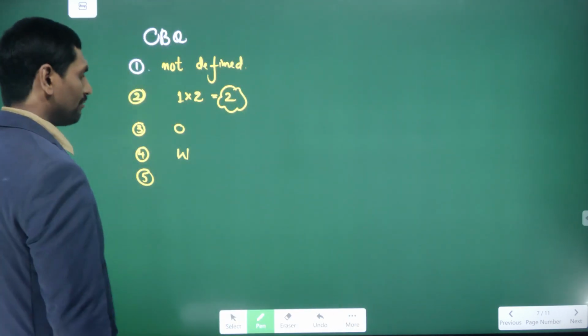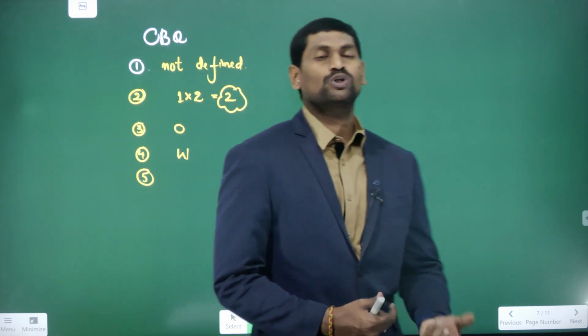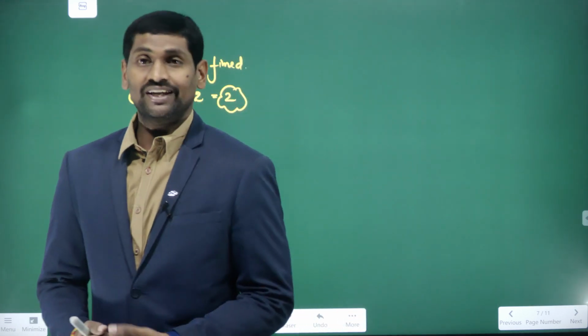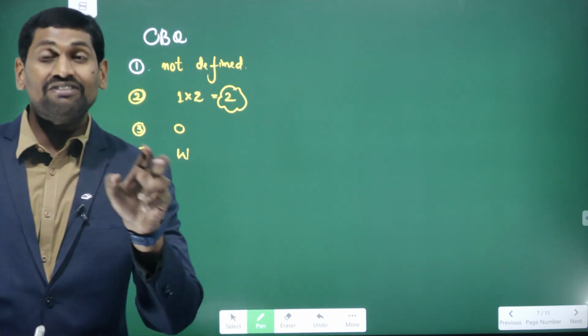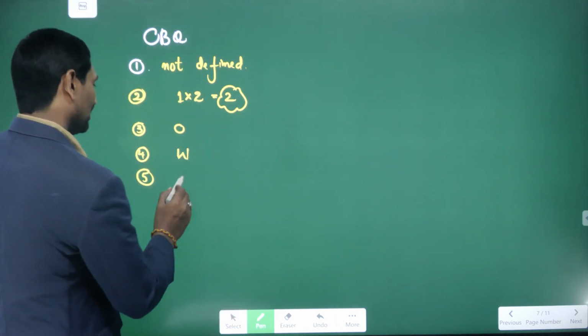Next, question number 5. Which of the following is an even number? As we discussed, even numbers are the numbers which come in the two table. While observing the options, the first one is 3, second 8, third 7 and fourth 11. So what could be the even number here? Obviously 8. Very good.